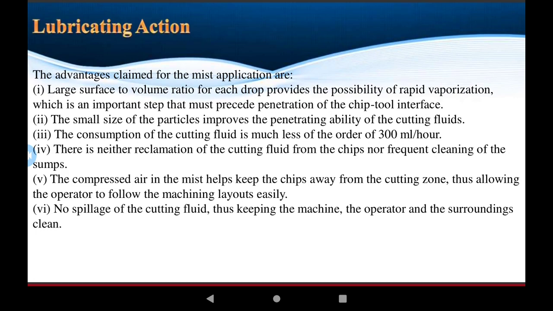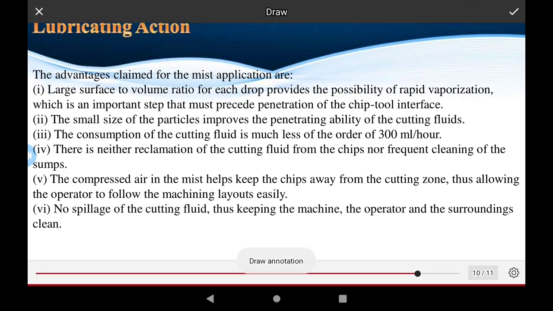The compressed air helps keep the chips away from the cutting zone and allows the operator to follow the machine layout easily, simplifying the use of cutting fluid, and this keeps the machines and the operator's surroundings clean, and the clearance of the other machine fluid is also possible in this intention.